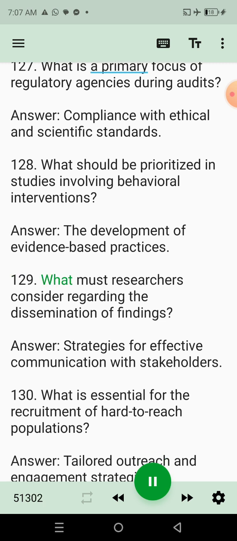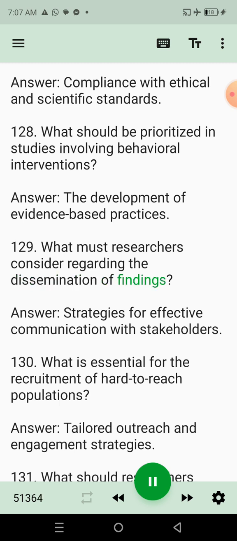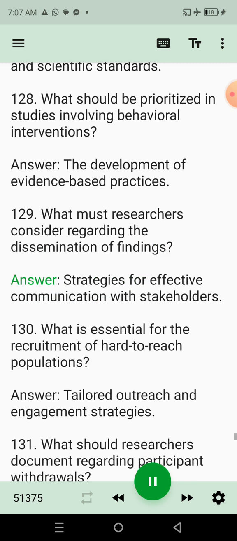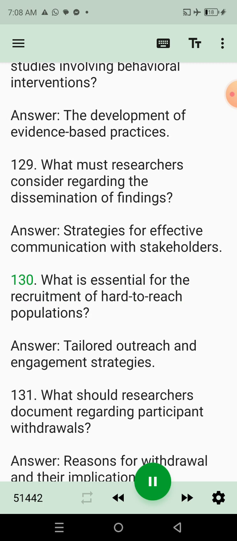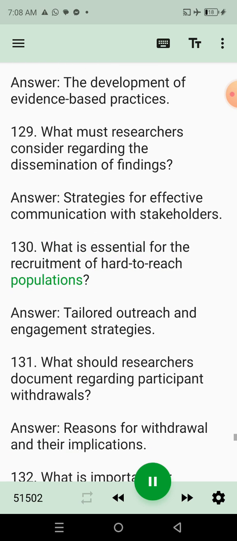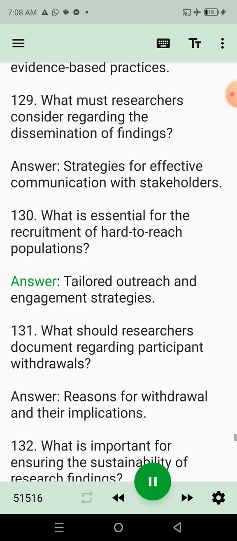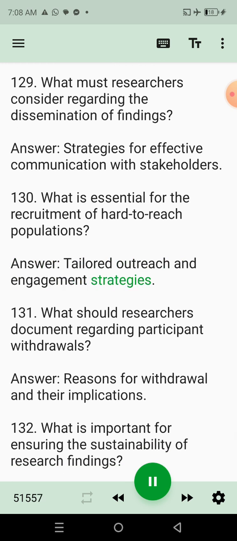129. What must researchers consider regarding the dissemination of findings? Answer. Strategies for effective communication with stakeholders. 130. What is essential for the recruitment of hard-to-reach populations? Answer. Tailored outreach and engagement strategies.